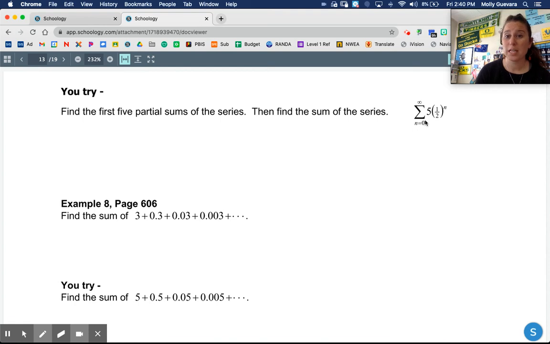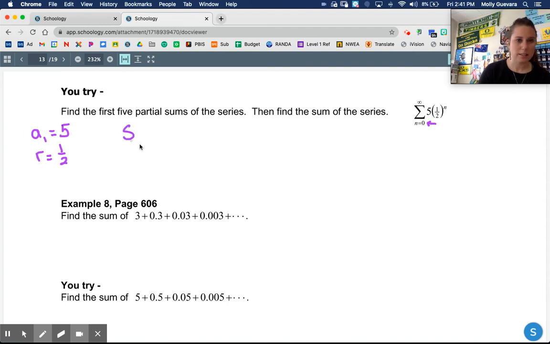My first term here is plugging in 0. You see that? So my first term is what I get when I plug in 0, because that's the number right in here. So 1/2 to the 0 is 1, and then 1 times 5 is 5. So my first term is 5. And then my R is 1/2 or 0.5, either way.